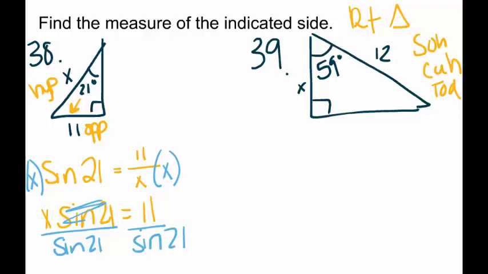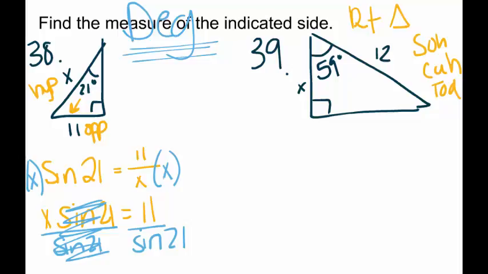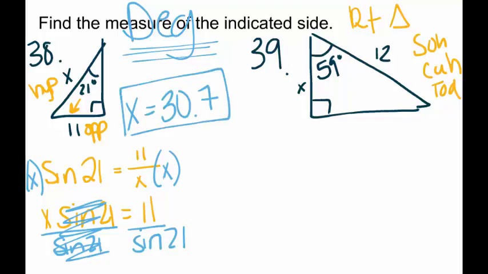So this is gone. If I input this on my calculator, we are going to definitely be sure we are in degree mode, because we are given degrees. If I get 11 divided by sine of 21, then that side, X, is going to be 30.7. It says round to the nearest tenth, so 1 decimal place is fine. If it's multiple choice, you'll know what to round to. Take your answer and see what to go to.